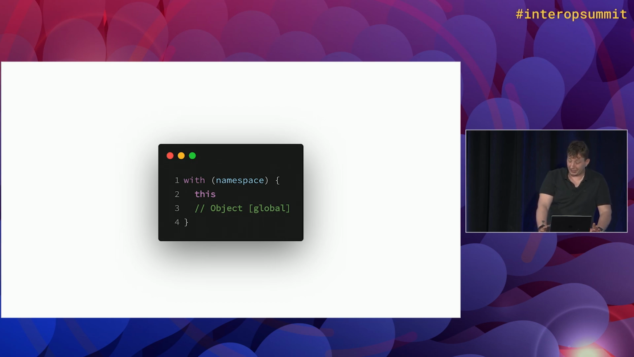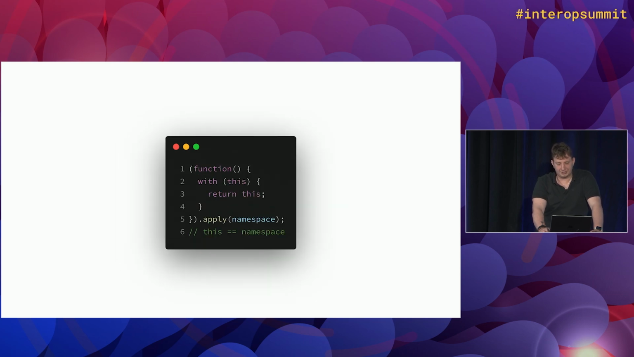But man, JavaScript has its quirks. So the this keyword, oh my god, the this keyword. When you try to access the this keyword outside of a class, it's just going to return the global object. If you try to access it in a function, it's going to return whatever the function desires to. So you can escape the sandbox using this.